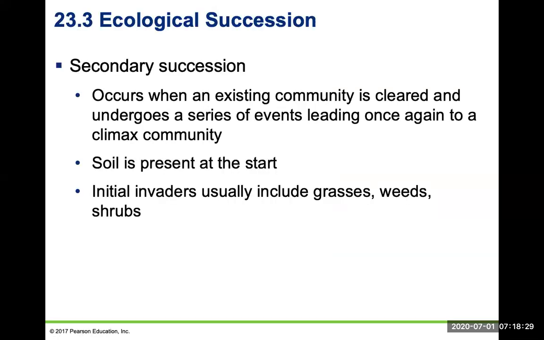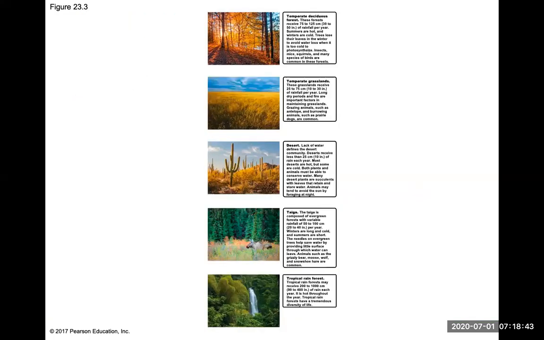Secondary succession occurs when an existing community is cleared and undergoes a series of events, leading once again to a climax community. Soil is present at the start, and the initial invaders would be grasses, weeds, and shrubs. And we can see here, these are different types of ecosystems: the temperate deciduous forest, how much rainfall they receive per year, and what kind of species are living in them: temperate grasslands, the desert, taiga, and tropical rainforest. So all different types of ecosystems.